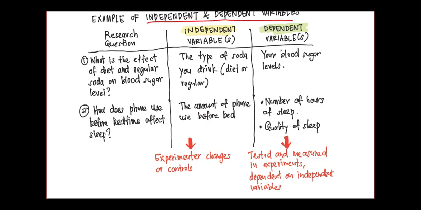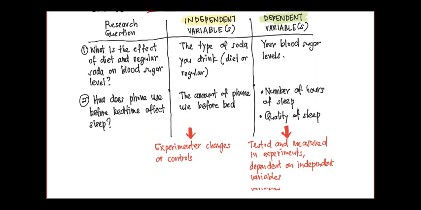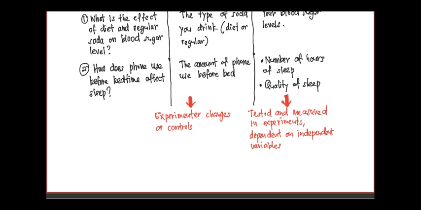But the number of hours of sleep, which is something we can just measure, is our dependent variable or response. Or the quality of sleep, this one also is something we just observe. We cannot control it, or we are not interested in controlling it, and we are just going to see the effect of the amount of phone use before bed on the quality of sleep. This one is the result of the measurement, observation, and so on.